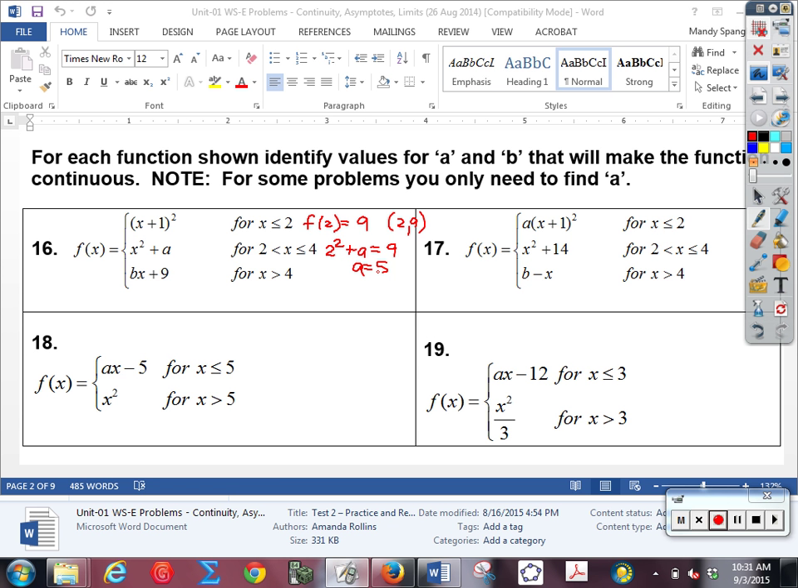So right here, when I plug in 4, I get 4 squared plus 5, 21. So I know that that one ends at the point (4, 21). So I have this parabola, then I have this parabola, it goes up to (4, 21). And now I have this line, and it's going to be that line for the rest of the time. But what does b need to be in order for it to match up at that point?